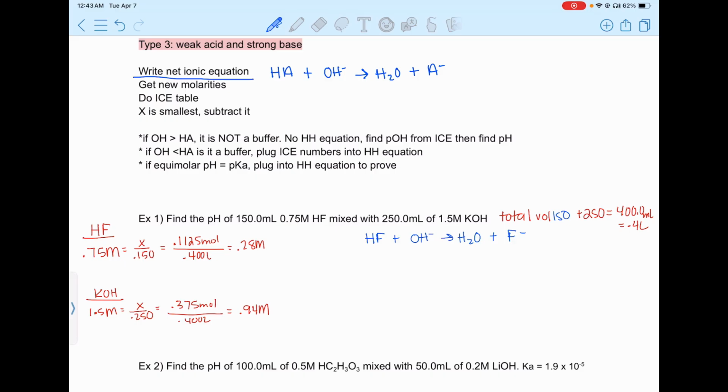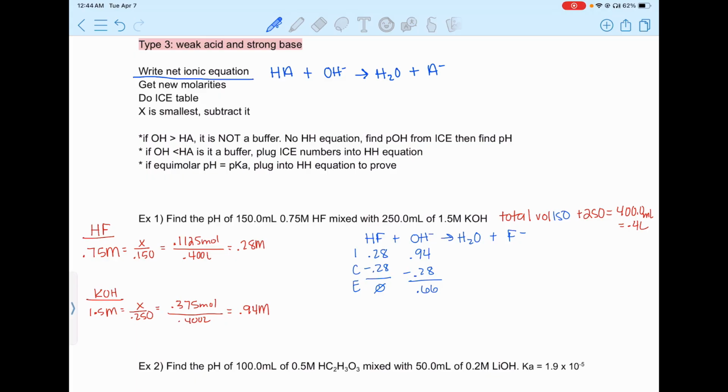So now I'm ready to take those new molarities that I found for HF, which is 0.28. The OH negative or KOH came out to be 0.94, so I'm going to plug those into it. So now that I've got our new molarities listed in the ICE table, remember I want to subtract the smallest value from both because that represents our limiting reactant, because one of them has to go to 0. So for this example, it is HF, because 0.28 is smaller than 0.94, so that leaves me with 0. And 0.94 minus 0.28 is going to give me 0.66.